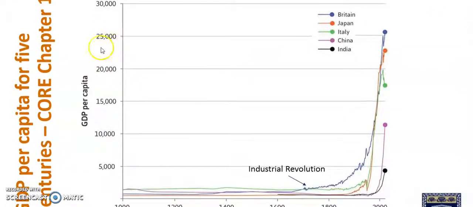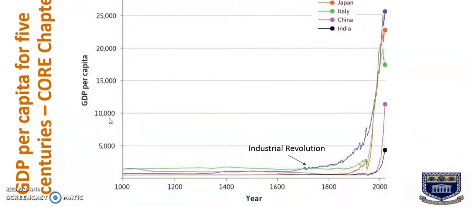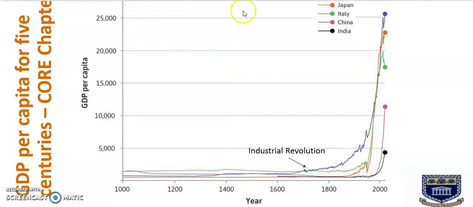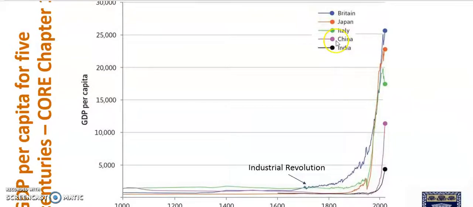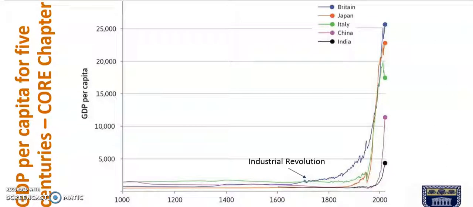This graph shows the GDP per capita for 5 centuries for 5 different countries. On the vertical axis, you have your GDP per capita, and then on the horizontal axis, you have the different years. And then the different shades of colors represent the different countries that are presented in this graph. As you can see, the country with the highest GDP per capita is Britain, and the one with the lowest GDP per capita is India.